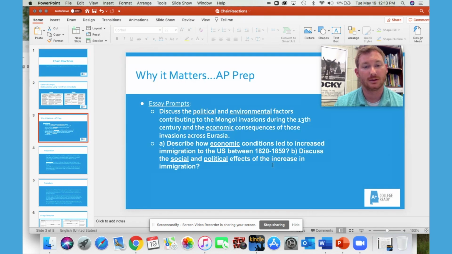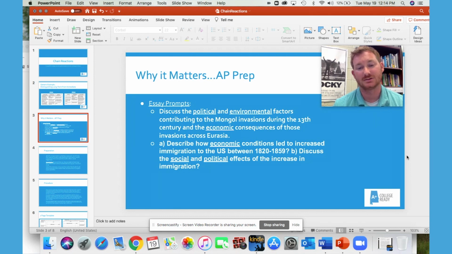Well, it's important to understand cause and effect because it helps us to understand the event as a whole with better clarity. It also helps us to predict the future when we can understand a cause and effect relationship. It's also on the AP exam. So this is a skill that we should be developing from sixth grade all the way through 10th.